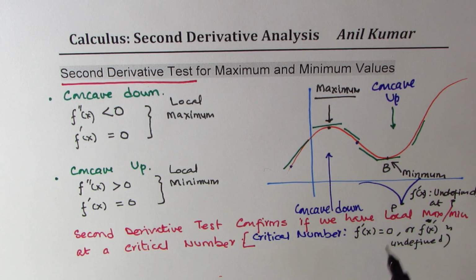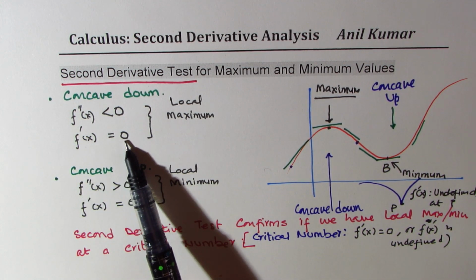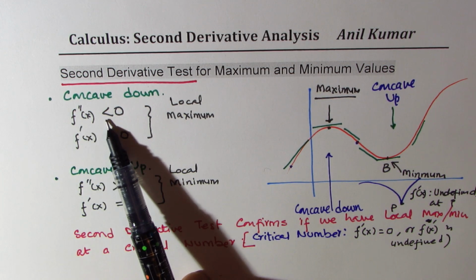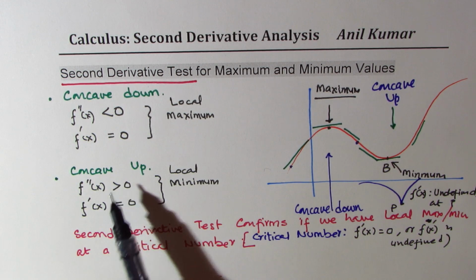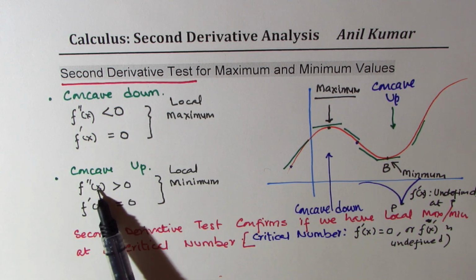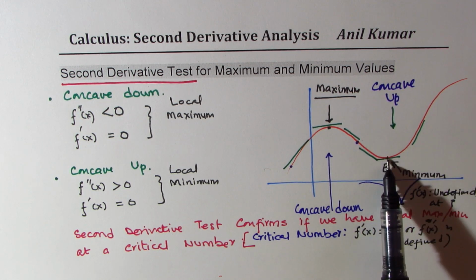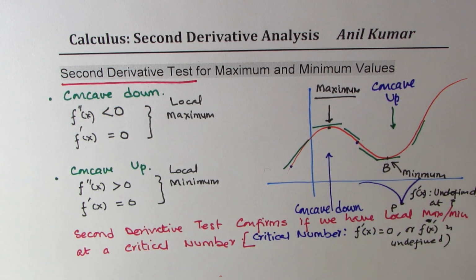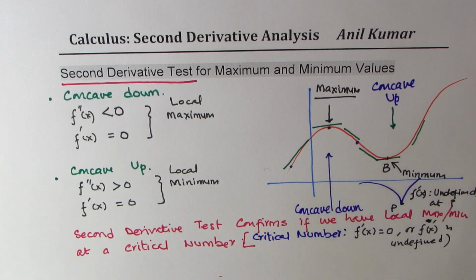However, I hope this point is clear: when the first derivative is 0 and the second derivative is less than 0, we have a local maximum. And when the first derivative is 0 and the second derivative is greater than 0, it's concave up, and you have a local minimum. Perfect. And now let's talk about the point where the concavity changes.